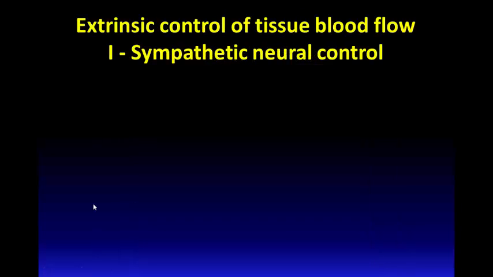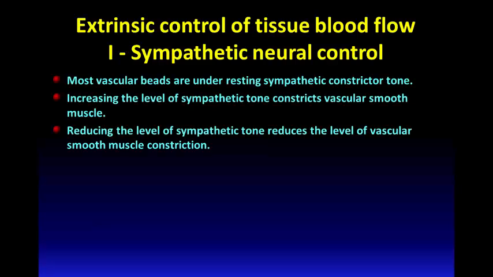Having finished with the intrinsic regulation, the autoregulation of the tissue blood flow, let's talk about the extrinsic control of tissue blood flow: the effects of the sympathetic and the parasympathetic stimulation. Most vascular beds are under resting sympathetic constrictor tone.